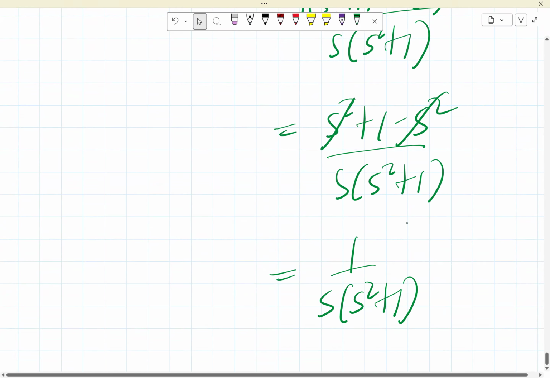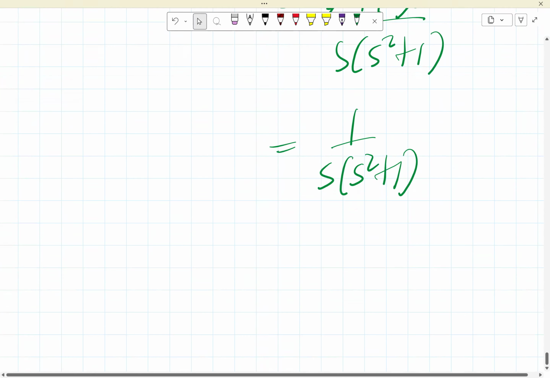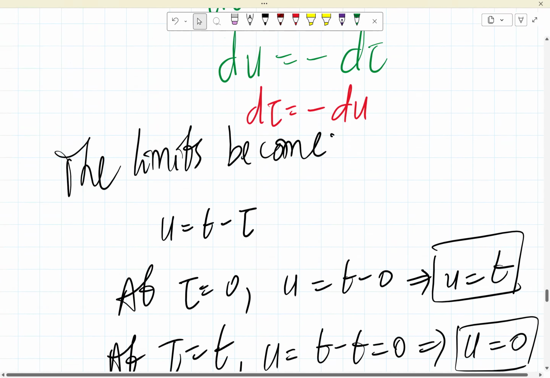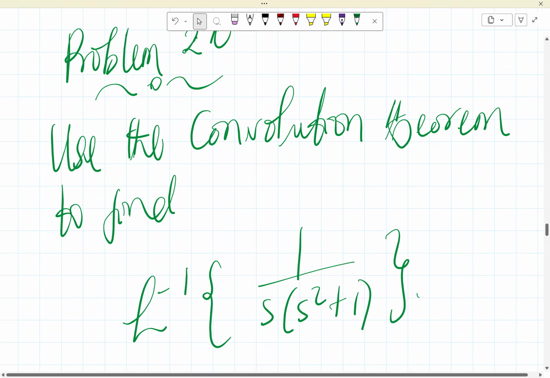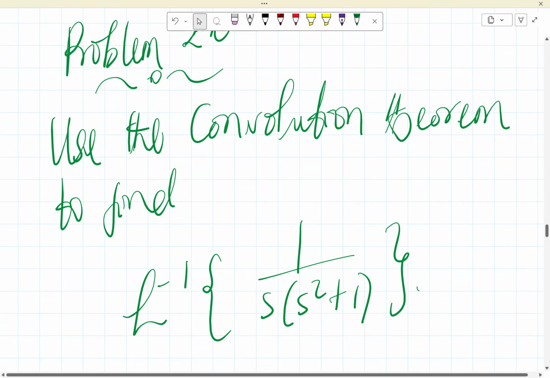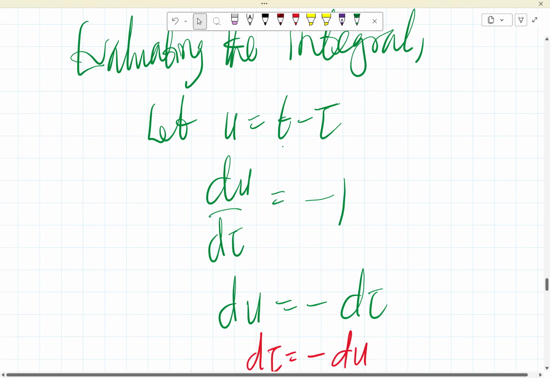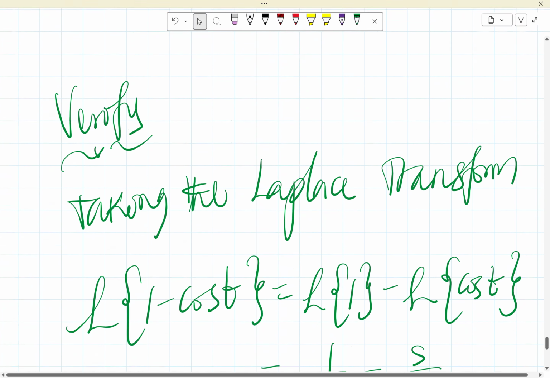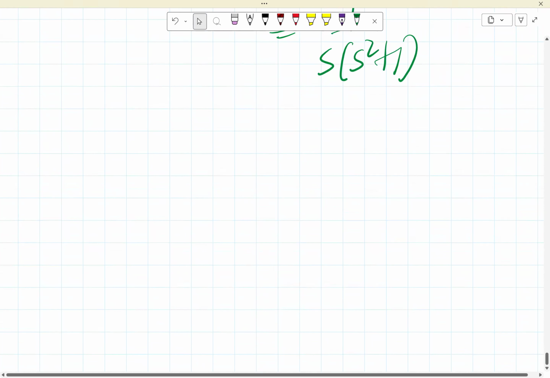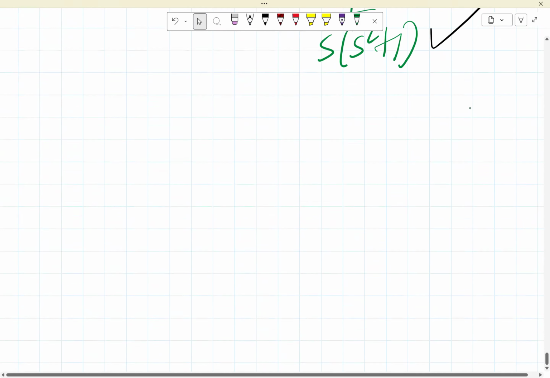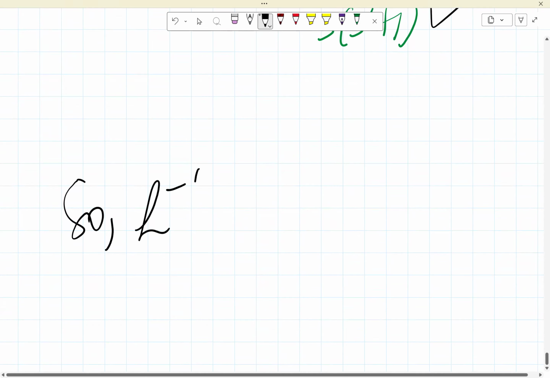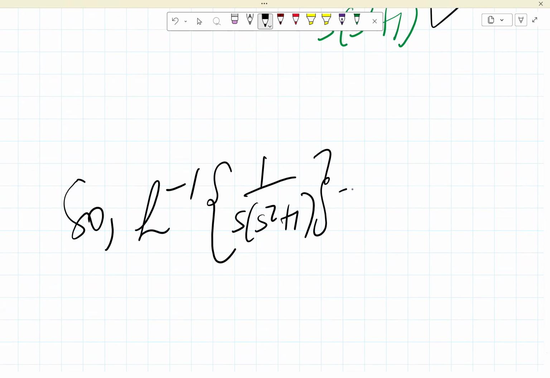So that makes sense: the Laplace of 1 minus cos t is 1 over s into s squared plus 1, which the whole problem was all about, right? We wanted to use the convolution theorem to find the inverse Laplace of 1 over s into s squared plus 1. So the verification shows it's correct. We can conclude with the final answer: the result is correct, as you can see. The inverse Laplace of 1 over s into s squared plus 1 is equal to 1 minus cos t. And that is where it ends.